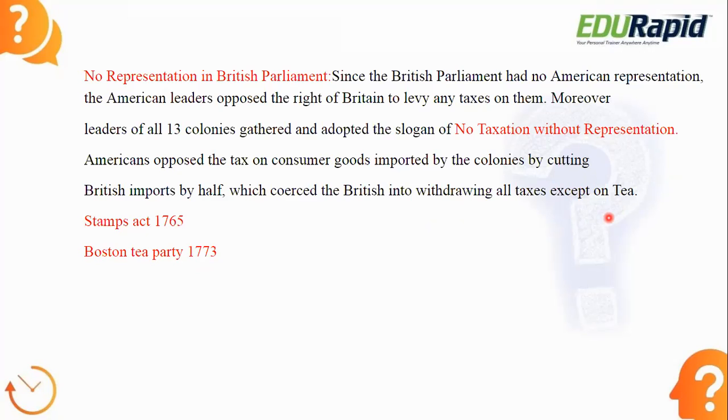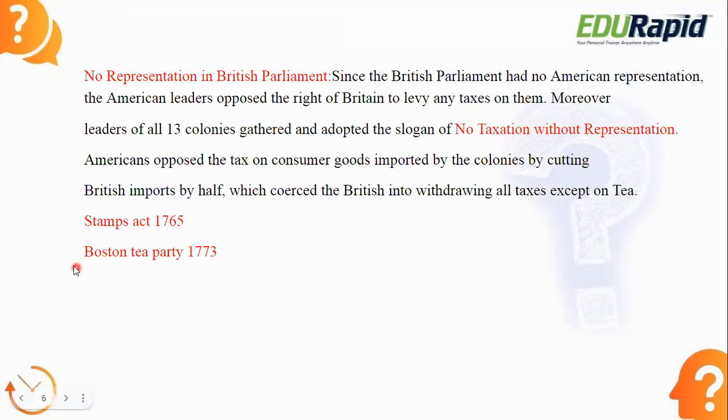So the Boston Tea Party happened in 1773. It was the protest against the tea tax, which was levied by the British. One ship carrying the tea was anchored in the Boston port. So Boston is a port, and you need to remember that. If you read "Boston Tea Party," you might think some party was happening there. No, no, no. It is just a protest. It's a war, not that kind of war. You can say a small revolt.